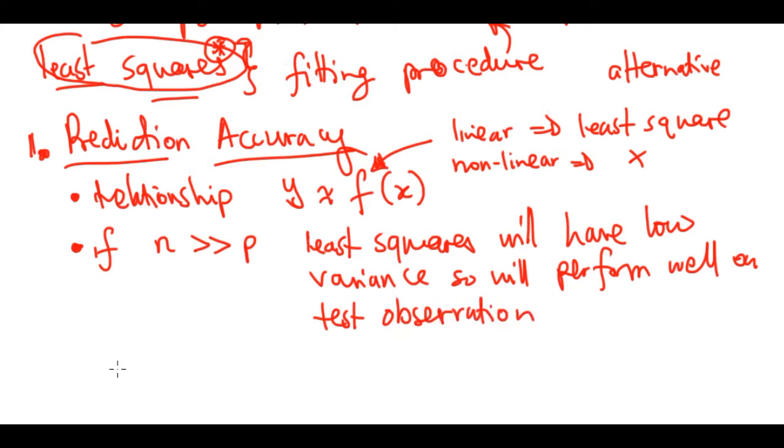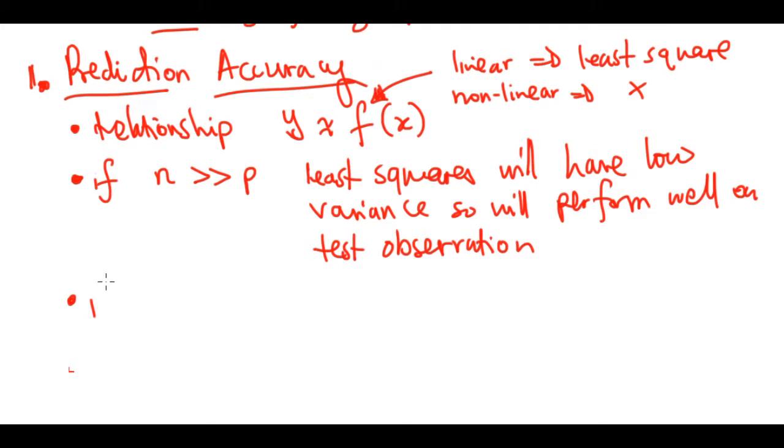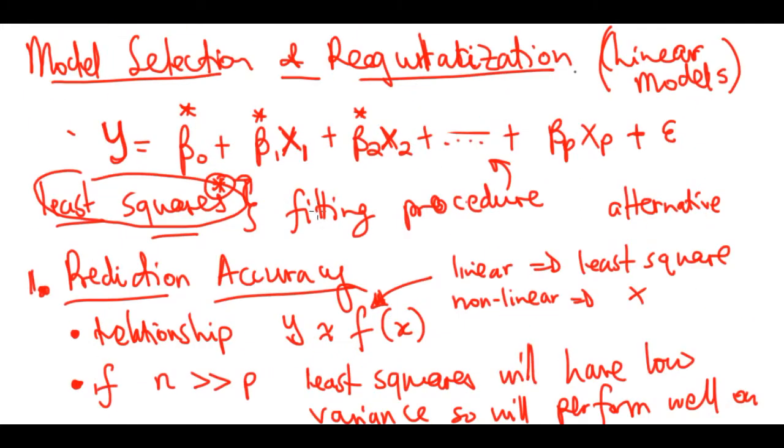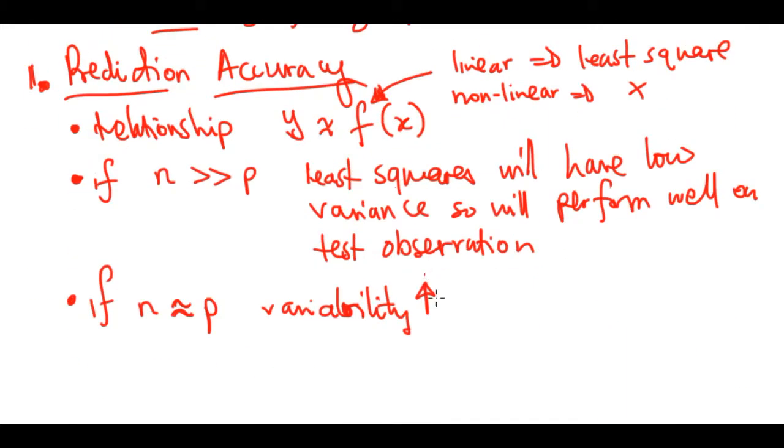But if my n is approximately equal to my p, let's say we have 10 observations and 10 predictors, then the variability in the least squares estimates, the betas, increases. Therefore, there will be poor prediction on unseen data.